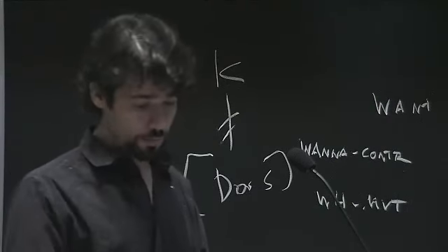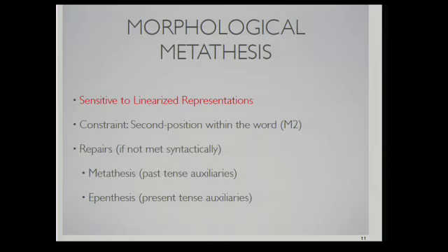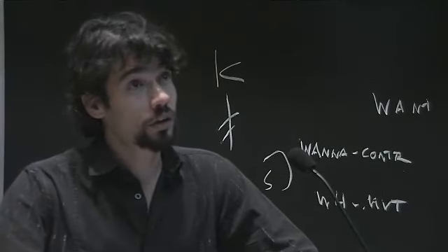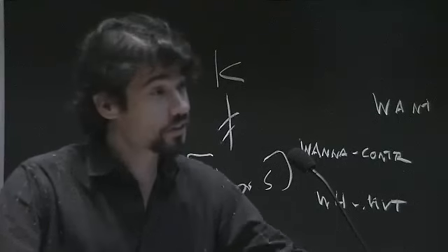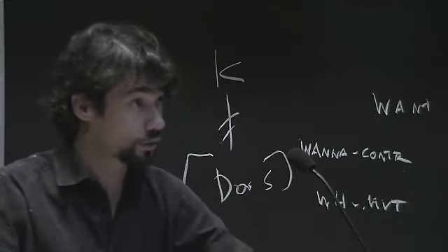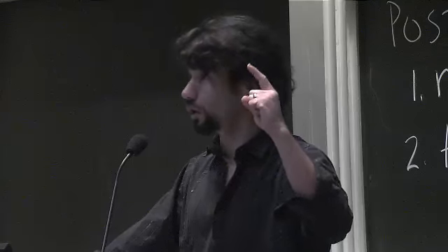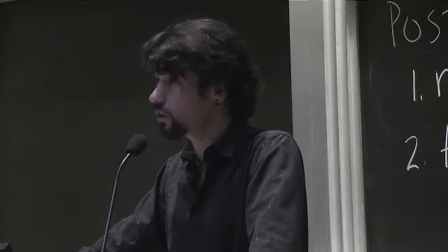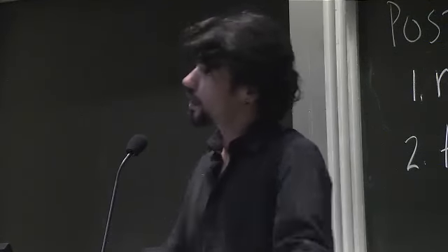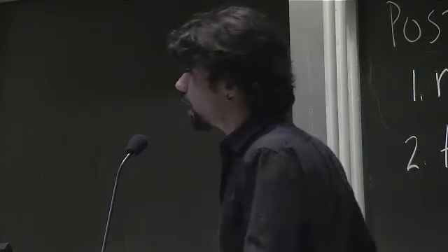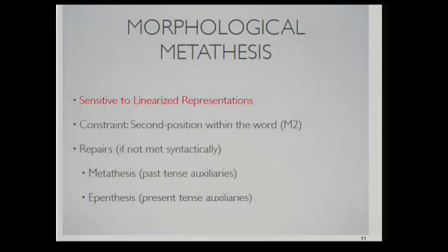Now, a second process that occurs within the Basque auxiliary is morphological metathesis. And this is necessarily sensitive to linearized representations. So the constraint here is one that requires that the auxiliary root, which I showed you before, is second position within the word. Okay? This is like familiar V2, like a Wackernagel constraint, except not within the phrase, within the word. The auxiliary root needs to be the second morpheme within the word. Now that's usually guaranteed by, as we saw, having an absolutive proclitic to its left. But suppose the syntax doesn't deliver that result.